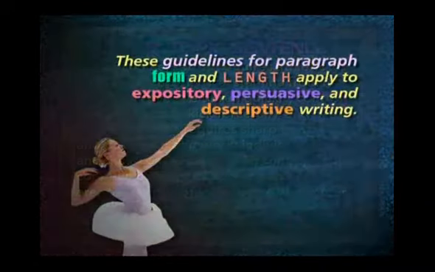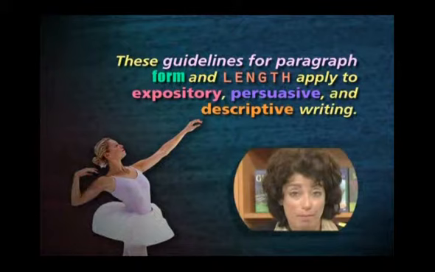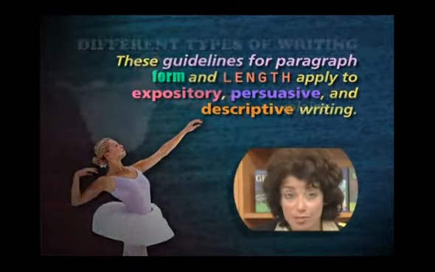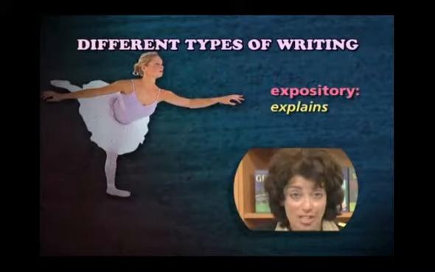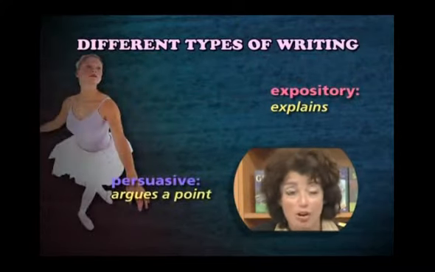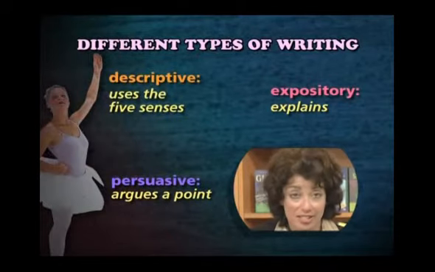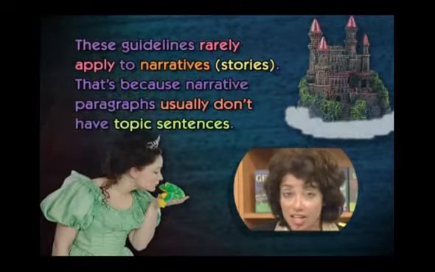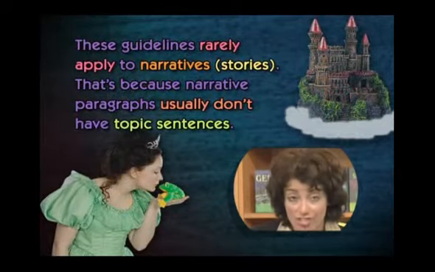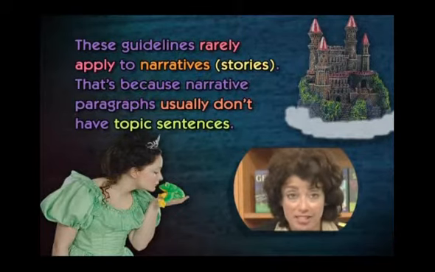Now these guidelines for paragraph form and length apply to expository, persuasive, and descriptive writing. As you've learned in previous programs, expository writing is writing that explains. Persuasive writing is writing that argues a point, and descriptive writing uses the 5 senses. These guidelines rarely apply to narratives. Narratives are stories. That's because narrative paragraphs usually don't have topic sentences.